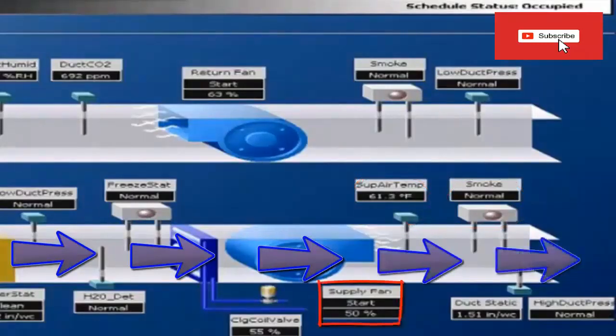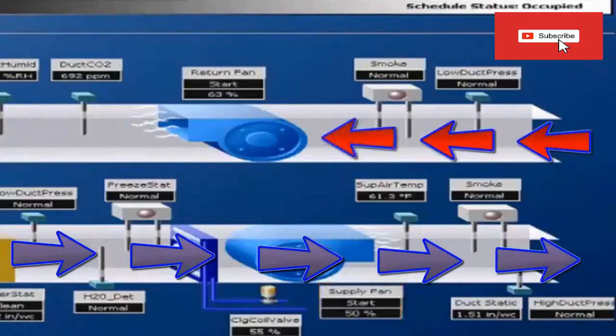Supply fan speed. In this case it indicates that it has 50% of its speed, which indicates that we are in the presence of a fan with a frequency inverter. Freezing sensor is responsible for monitoring the heat exchanger to prevent it from freezing. Percentage of opening of the water valve, which is responsible for cooling the air of the air handling unit. In this case it is 55% open.